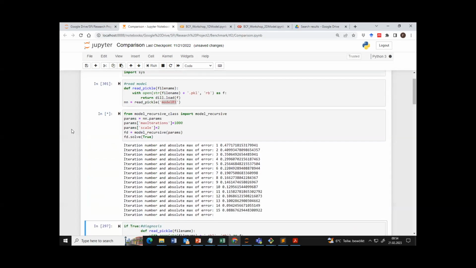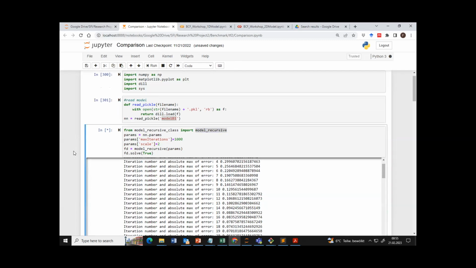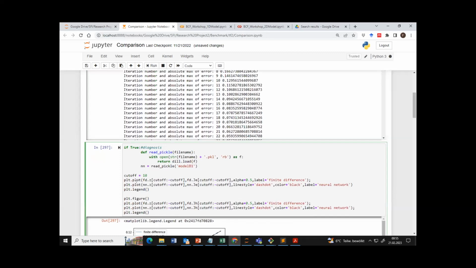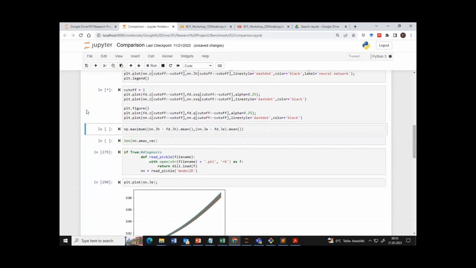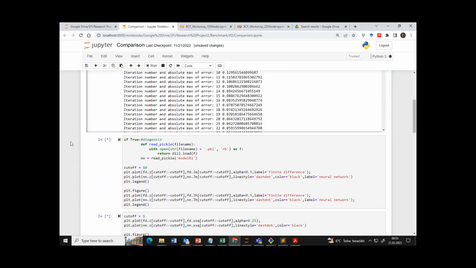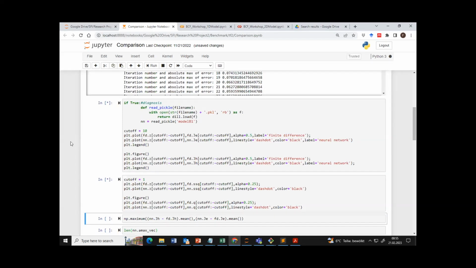And you also solve using finite difference methods. For that, I have a library called model recursive, where it solves this recursive model using an implicit finite difference method. Once it converges, you can just compare the neural network solution with the finite difference solution. I'm going to show you qualitative plots, but quantitatively, the error is smaller than 10 to the power minus 4. Okay. Let's just wait for a few seconds. It's going to be done.